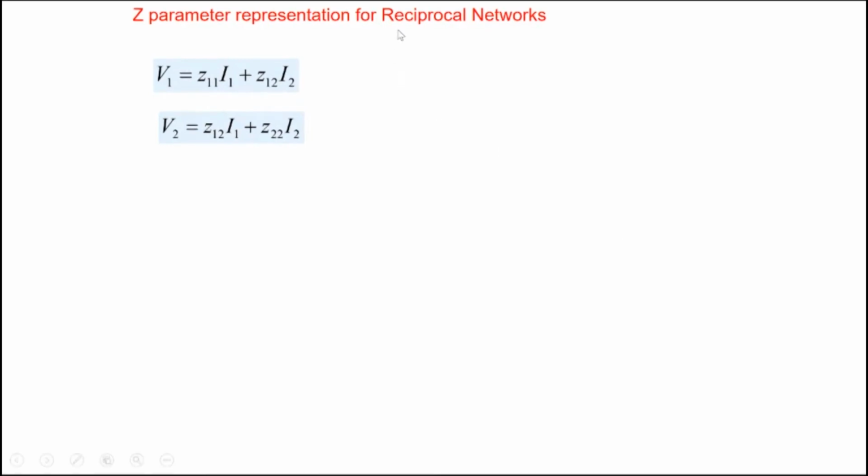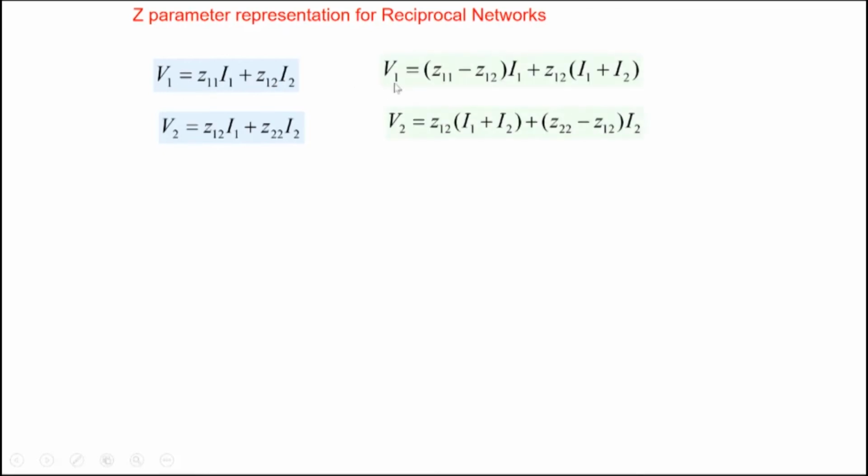So we mentioned something about reciprocal networks, and I said that only Z11, Z12 and Z22, there are only 3 independent variables here. So we can use this particular fact to obtain a further simplified representation for reciprocal network. So note that I can write this V1 as Z11 minus Z12 I1 plus Z12 I1 plus I2. And similarly, we can write it in this particular form.